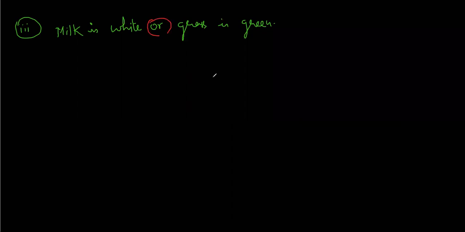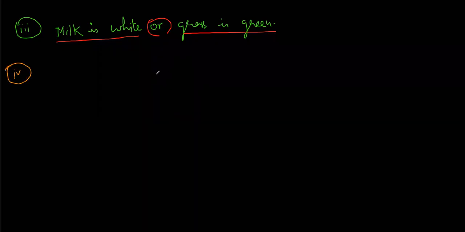Now the third one. The third question given here is: milk is white or grass is green. Once again, students, you understand here it's "or", so it is actually a disjunction. So I will take this as P and this as Q. This will be, once again, a homework problem. This is homework, students. You will solve this on your own.